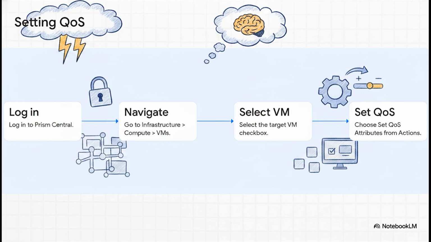You just select the checkbox for your target VM, go up to the Actions drop-down menu, and hit Set QoS Attributes. You can also click on the VM itself to look at its details, and find that same Set QoS Attributes option under the More drop-down. And honestly, the best part about this is that it is totally non-disruptive. You can apply these limits while the VM is powered up and actively serving data. It is a super agile tool when you suddenly get an unexpected infrastructure spike.